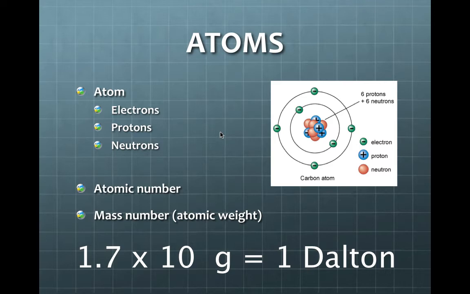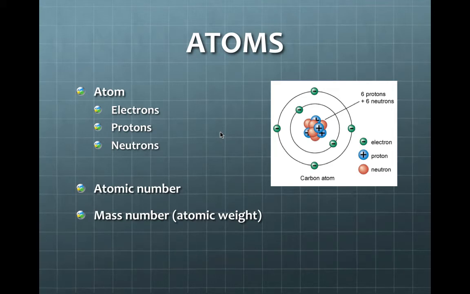The atomic number on the periodic table is equal to the number of protons. Therefore, it is also equal to the number of electrons. The number of protons determines the element. The mass number, or the atomic weight, is in Daltons, and it is the number of protons and neutrons. In order to determine the number of neutrons, you subtract the atomic number from the mass number, and that gives you the number of neutrons.